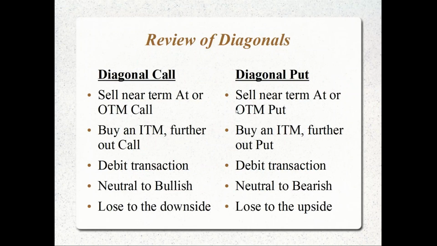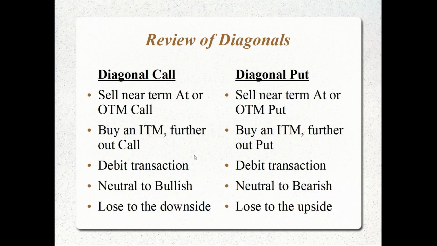Let's talk about our brief review of the diagonals. In general, diagonal call spread, we would sell a near term at or out of the money call, and then we typically buy an in the money call further out in time. Now this is going to result in a higher debit. We're paying more for the option that's in the money, but we're looking to have a better delta, and this also changes the structure of the trade to where we're neutral to bullish or neutral to bearish, depending if we're a diagonal call or a diagonal put.